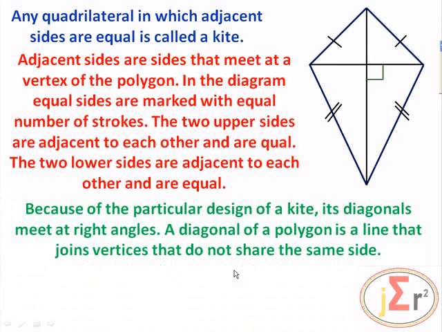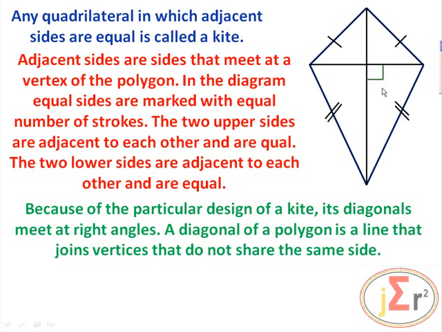Because of the particular design of a kite, its diagonals meet at right angles. A diagonal of a polygon is a line that joins vertices that do not share the same side.